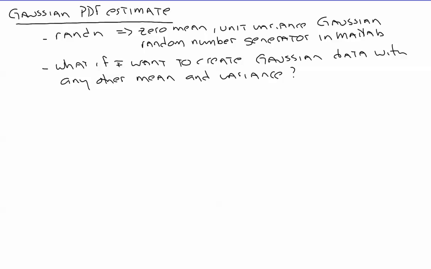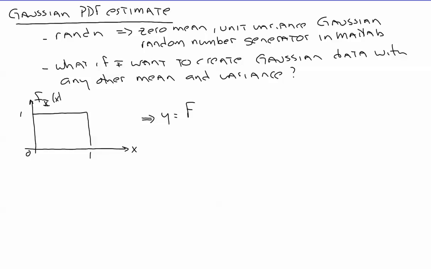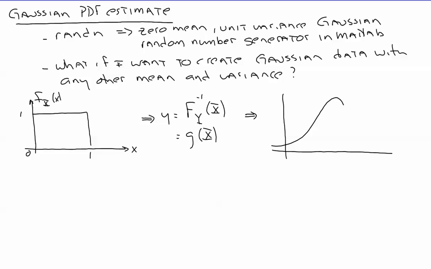We've discussed this a bit before. Let's just remind ourselves what we're doing. I'm going to use Matlab to generate a bunch of data that's uniform on 0 to 1. I'm going to put this into a transformation function, g, which we know to be the inverse cumulative distribution function for y, and I'm going to get out data that is distributed according to a Gaussian probability density function.